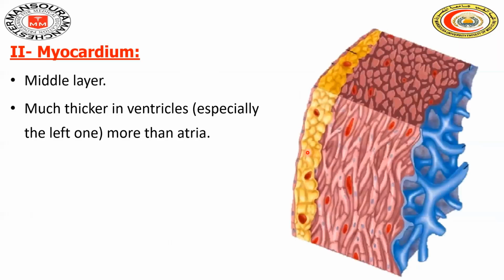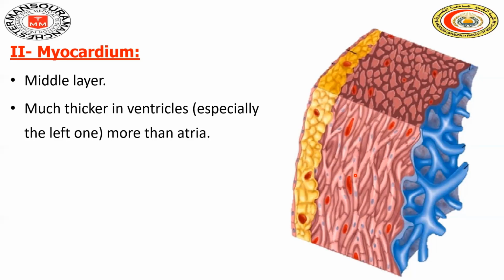Let's shift to the second layer. The second or the middle layer of the wall of the heart is called myocardium. Here is the myocardium. It is the middle layer regarding its orientation and its relationship to the other layers. Comparing the thickness of myocardium with the other layers, it is the thickest one. So it is much thicker in general, in comparison with epicardium and endocardium, and it's much thicker in ventricles more than atrium. So the myocardium is not of fixed thickness.